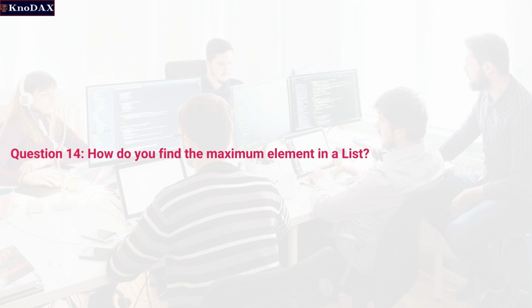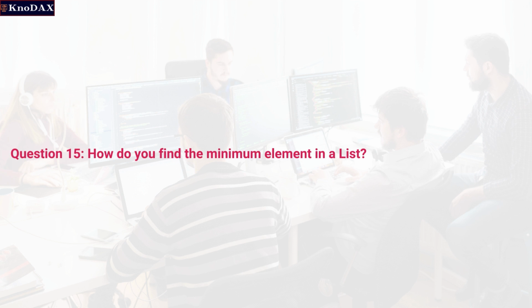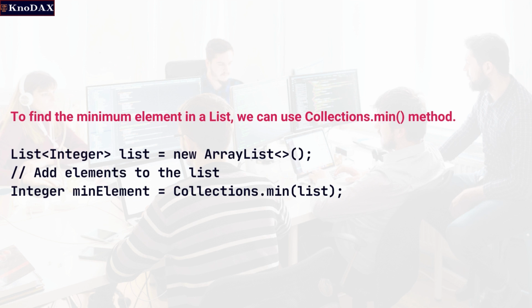How do you find the maximum element in a list? To find the maximum element in a list, we can use the Collections.max method. How do you find the minimum element in a list? To find the minimum element in a list, we can use the Collections.min method.